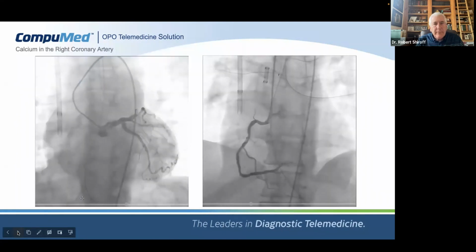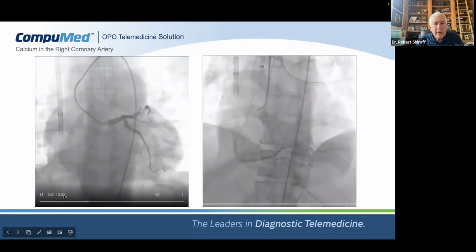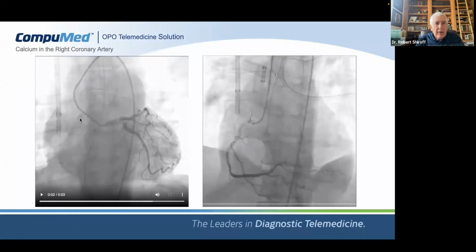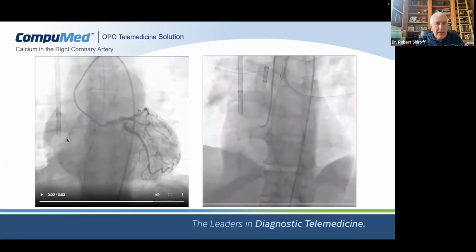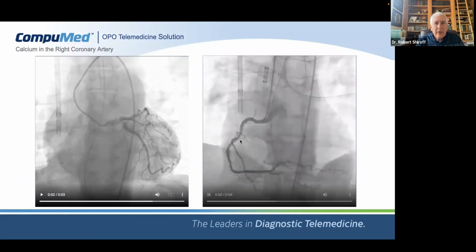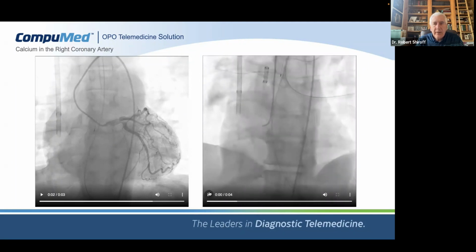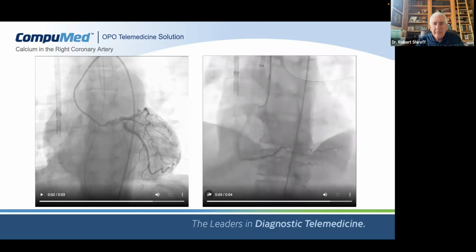Here's one that's fun, because why would I show a left coronary and a right coronary at the same time? The reason I show it is because if you look right here, there's a haziness to the area here. And if you look here before it injects, that haziness is still there. That's calcium in the coronary artery. And it's a marker of disease. That artery doesn't look too bad. It had some disease in it, but the calcium would probably make it not a transplantable heart.